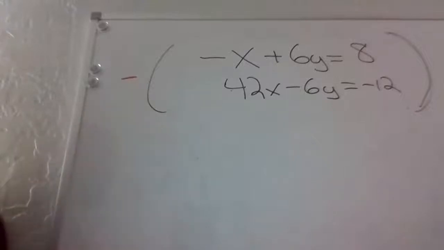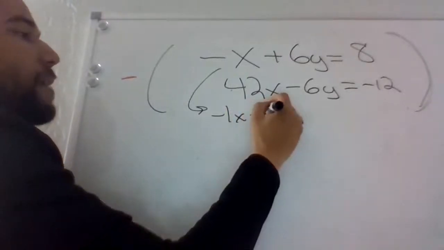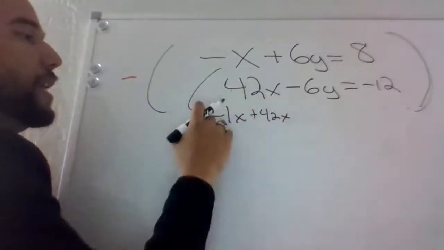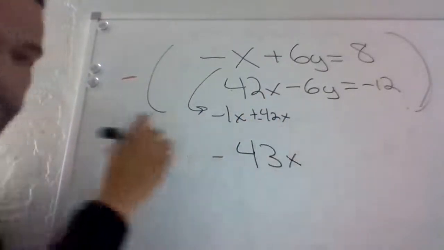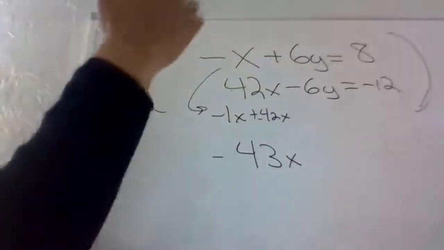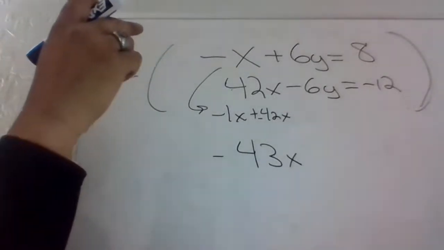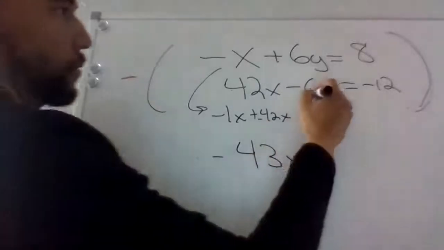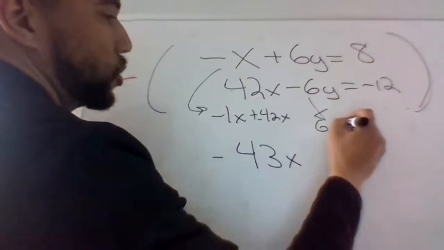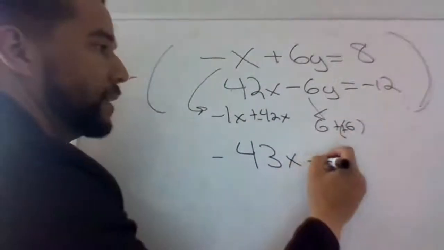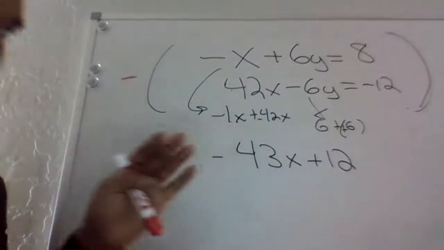So negative 1x subtracted by 42x. Keep, change. That's going to give me negative 43x. Then 6y subtracted by negative 6y. Keep, change. So that would give me positive 12. We keep doing the opposite so we can start eliminating things. Does that make sense so far?